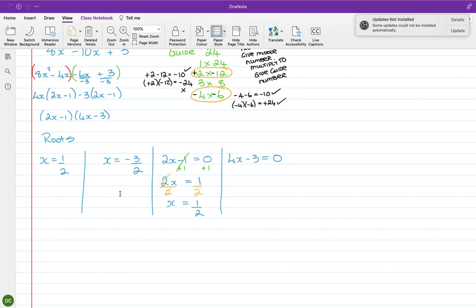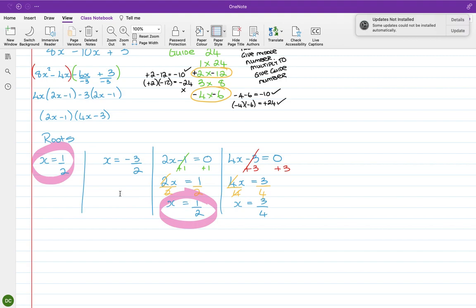Talk about that in a second. And then plus 3 plus 3. So 4x equals 3. And then divided by 4, divided by 4. X equals 3/4. Alright, so they're my four roots. I don't know if you noticed that two of them are the same. That happens sometimes. It happened in quadratics. So it can happen in cubics. It can happen in anything.